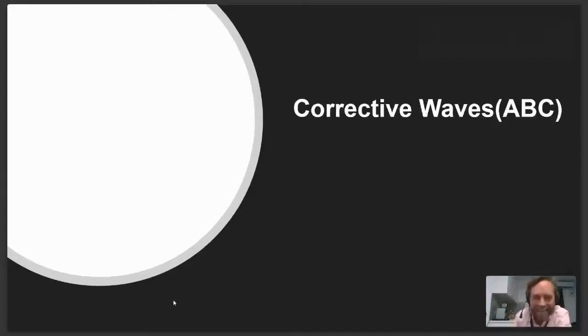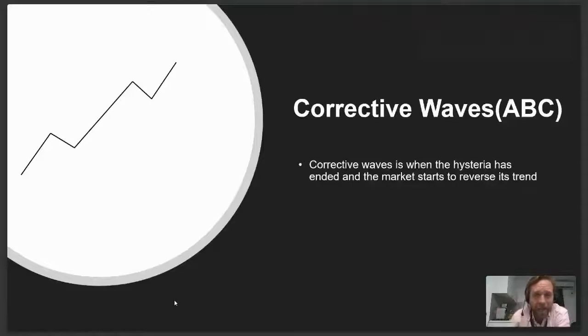Corrective waves, ABC. So here's our Elliott wave, our 5 impulse waves. Corrective waves, or ABC waves, are like this. This is when basically the hysteria of that asset has ended. The market starts coming back to its senses again, starts controlling its emotions again. And it is really the beginning of the reversal of that trend.